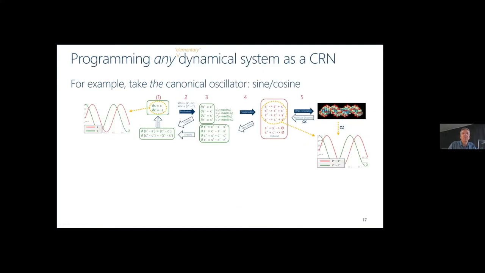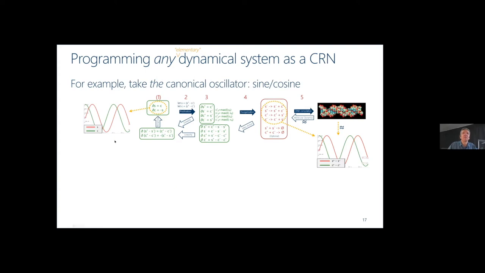Now we have this programming language, in a sense, the chemical reactions, and the question is how expressive it is. Well, it is very expressive. In fact, you can program any dynamical system, or technically any elementary dynamical system, but elementary does not mean elementary at all. It's a mathematical term. Basically, any dynamical system you can ever come across, you can program as a CRN directly without any approximations.